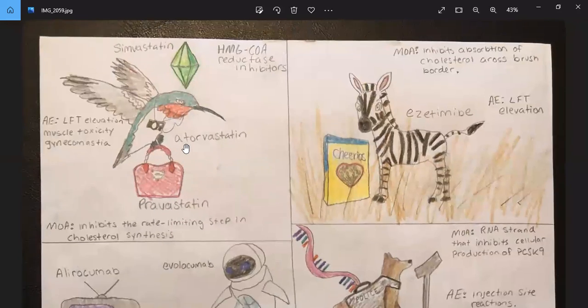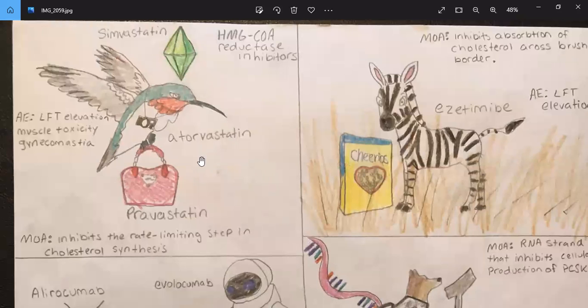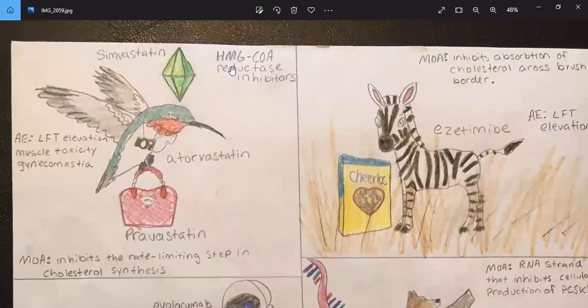And then we have our statins. These are HMG-CoA reductase inhibitors. When I was trying to come up with something to draw for this, I thought, HMG, if you just pronounce it as one word, it's like humming. So we have a hummingbird for humming, HMG. And this hummingbird is bougie. She's got her Prada bag and she's going on a tour, and she's also got big titties, which we'll get to.